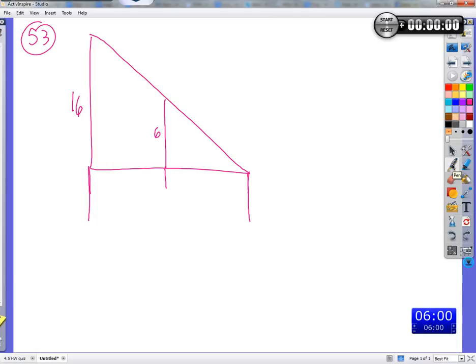Latest related rates problems, no matter what they are, you want to write an equation that you know you're going to take the derivative of.